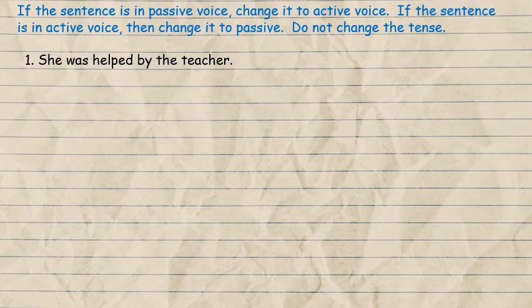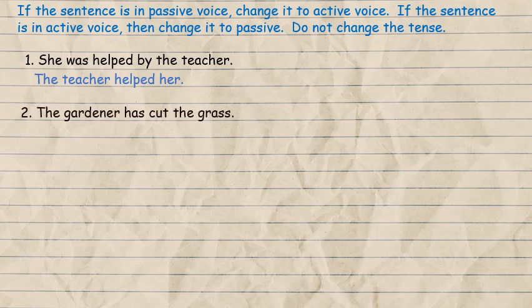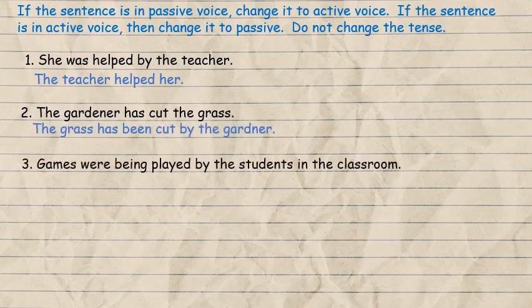1. She was helped by the teacher. The teacher helped her. 2. The gardener has cut the grass. The grass has been cut by the gardener. 3. Games were being played by the students in the classroom. The students were playing games in the classroom.